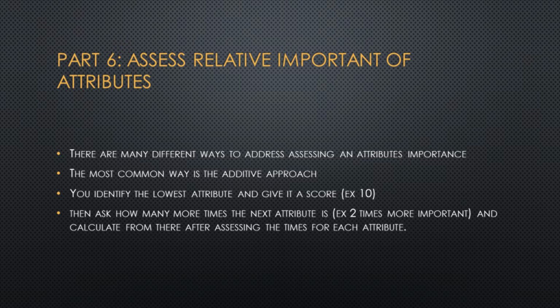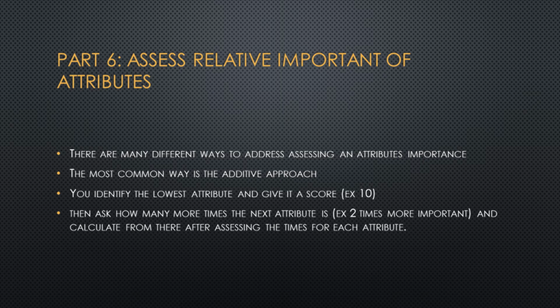After that, we want to look at the next attribute along the way. So when it goes to 3 or 4 minutes, we ask how much more important this is. And the client can give you an estimation, saying, well, that's 2 times more important, that's 3 times more important. Keep calculating from there to assess the times for each attribute. After that, you can use the equation to determine what the weight is, usually somewhere between 0 and 1.